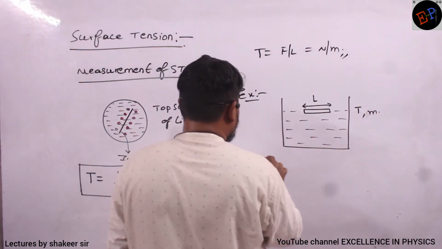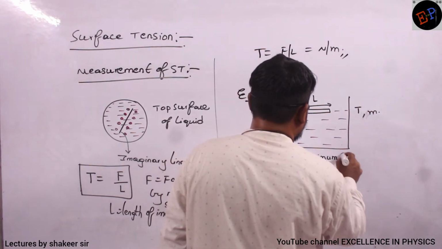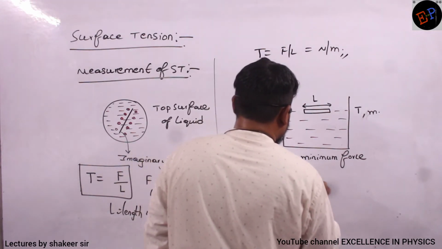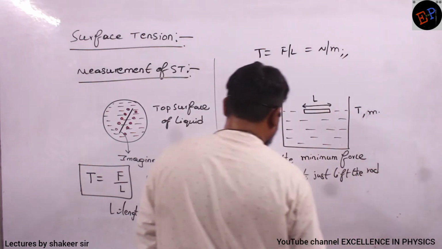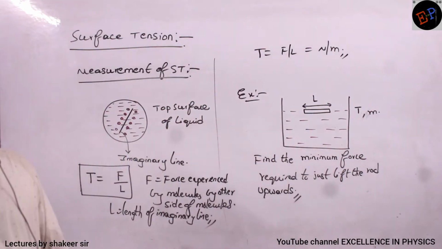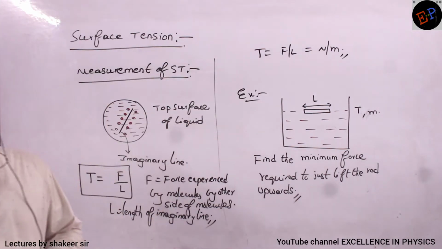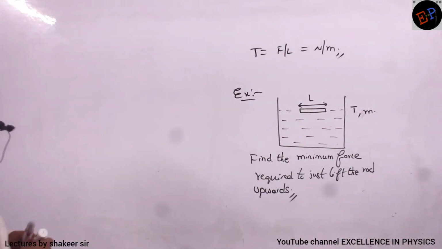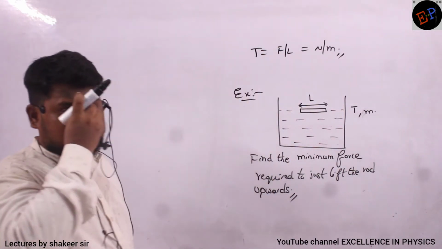So the question is, find the minimum force required to just lift the rod upwards. That is the question. I want to lift this rod out of water. Then what is the minimum amount of force I have to apply? My question is that I want to lift this rod just out of water. Then how much minimum force do I have to apply?